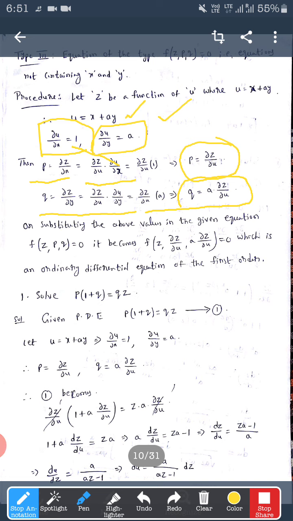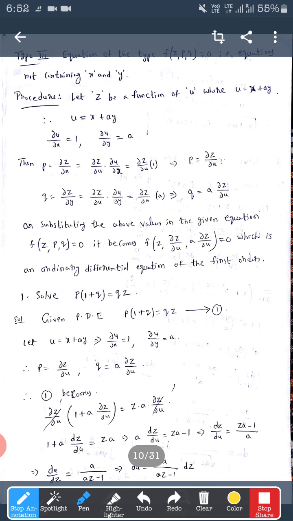So substituting these values in the given equation, this becomes f of z, dou z by dou u, a into dou z by dou u is equal to 0, which is an ordinary differential equation of the first order. That means of the form dy by dx plus py is equal to q, first order. It becomes an ordinary differential equation of first order. After solving that, we get the solution.